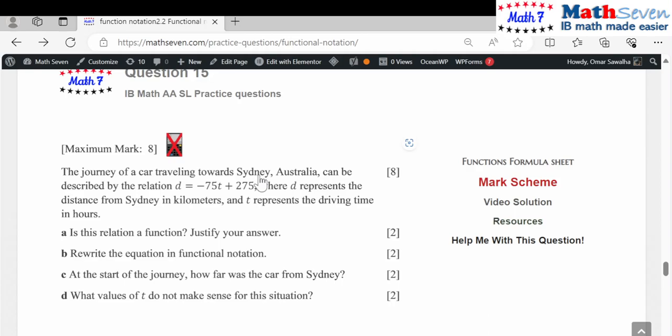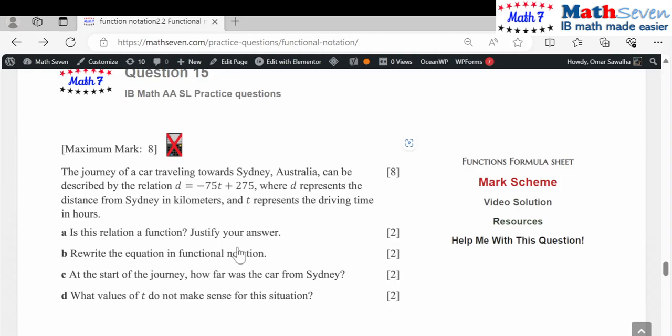Look, it goes like this. The journey of a car traveling towards Sydney, Australia, is given by this relation. Now, the relation, as you can see, is linear. So this is a function where d represents the distance from Sydney in kilometers and t is the time in hours. So is this relation a function?